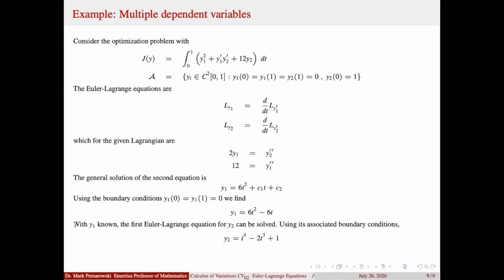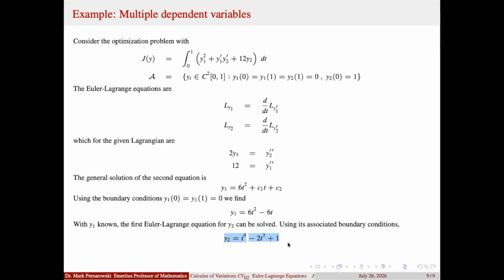Once I've determined what y1 is, then I can go back to the Lagrange equation and say, hey, I know what this side here is, and I've got y2, so I do a double integration on it, and I use the boundary conditions for y2, and I find out that y2 is equal to this expression.